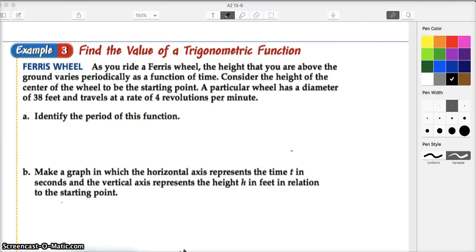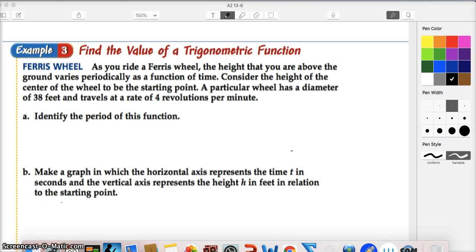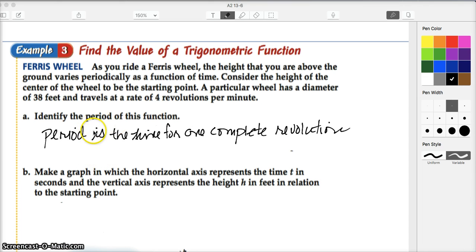So a full revolution is basically ending up where you start, and you will do that 4 times in 1 minute. Identify the period of the function. The period is the time it takes for one revolution to happen. So if the period is the time it takes for one complete revolution, and we know 4 revolutions happen in 1 minute, it's pretty simple to see that in 1/4 of a minute, or in 15 seconds, we would have one complete revolution. So 15 seconds is the period.